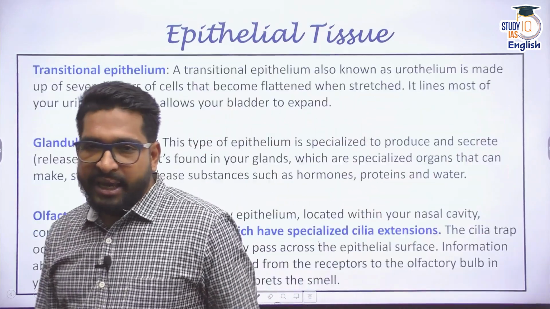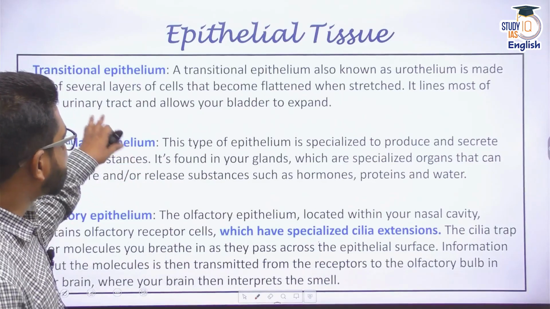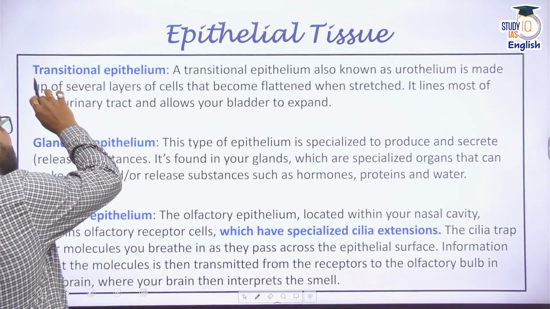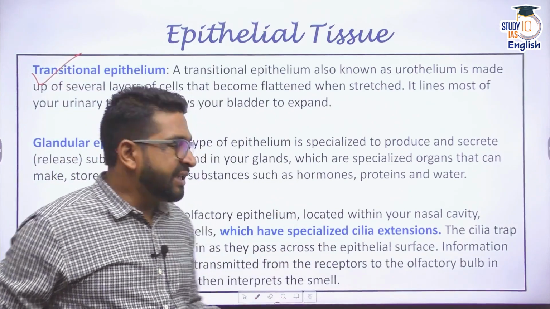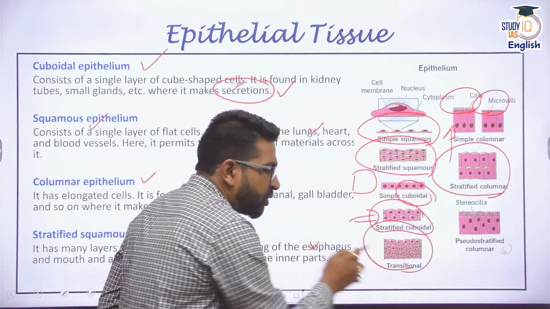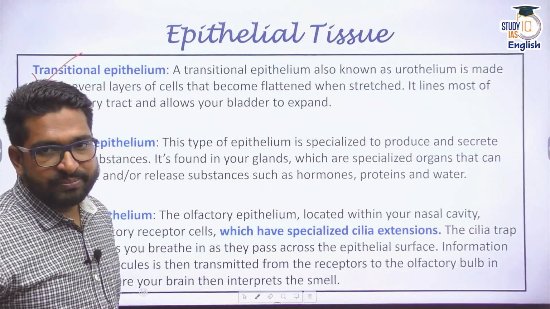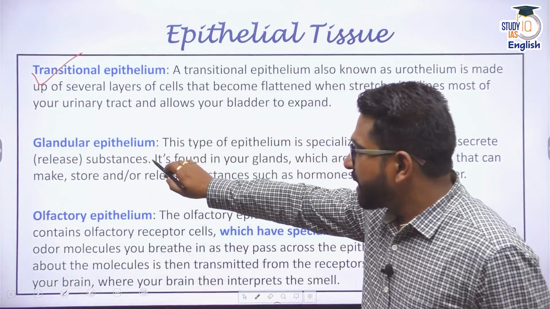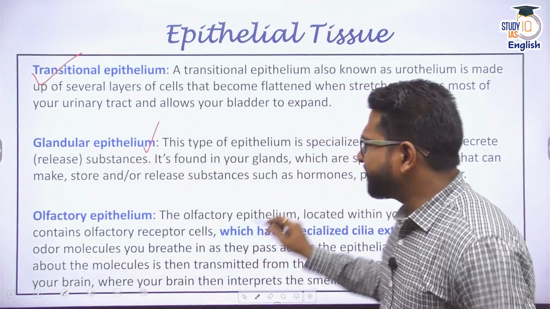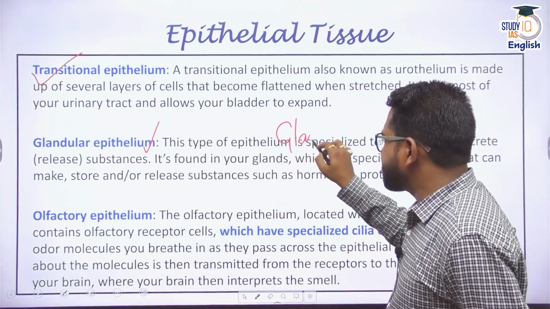Apart from this, epithelial tissues are also categorized as transitional epithelium. It is also called urothelium. This transitional epithelium looks something like this. It is found mostly in the urinary tract. Apart from transitional epithelium, there is also glandular epithelium. Now, these are found mostly in the different glands that we have.